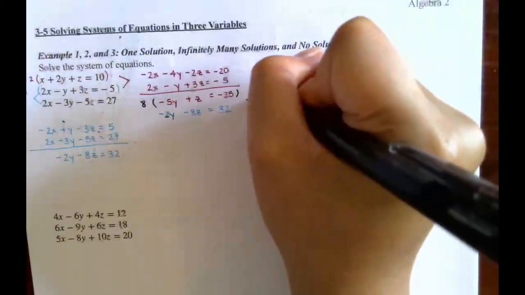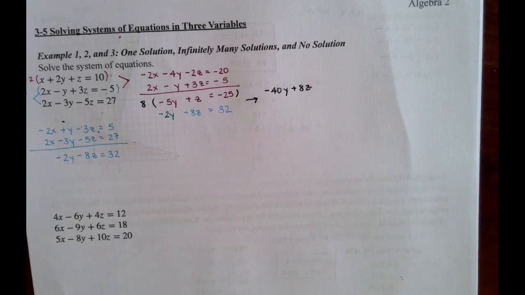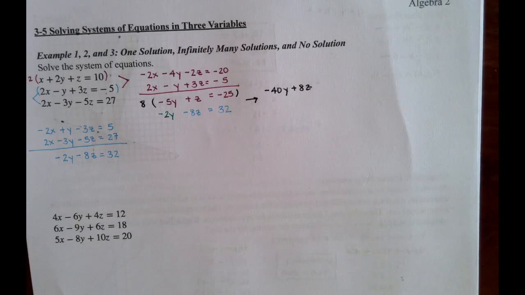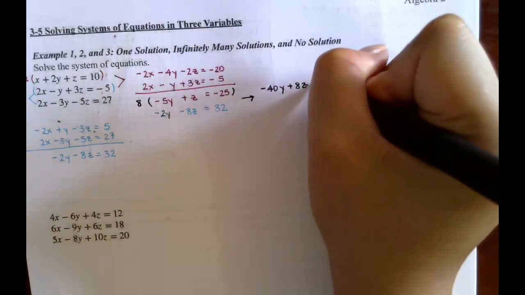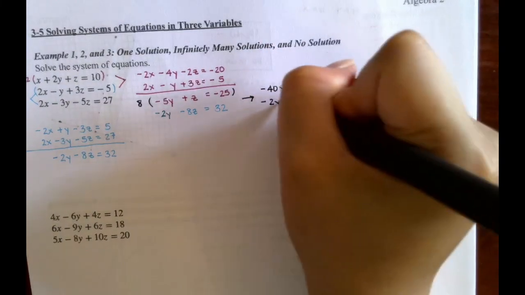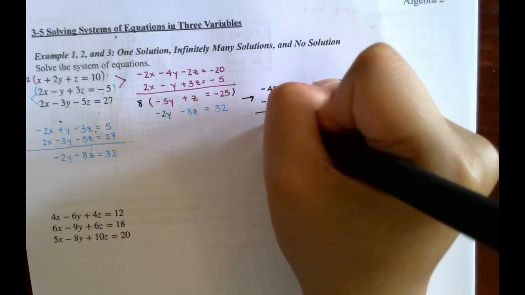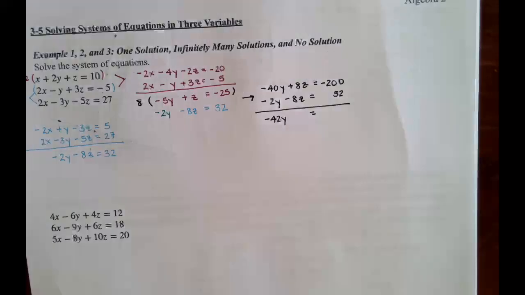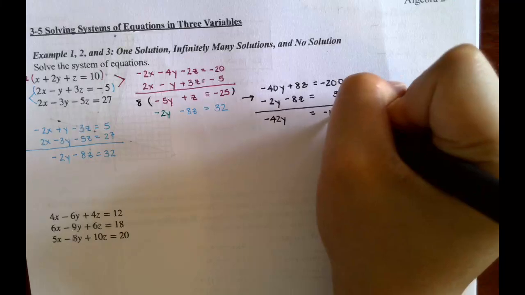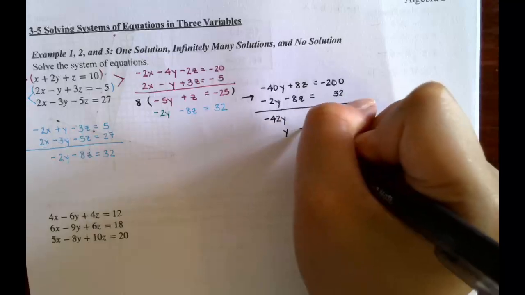8 times -5y is -40y. 8 times z is 8z, and then 8 times negative 25 should be negative 200. The other one already has the -8z, so I'm going to leave it as is. So this gives me negative 42y. My z's disappear. And then my negative 200 plus the 32 gives me negative 168. When I divide by that negative 42, it gives me y equals 4.